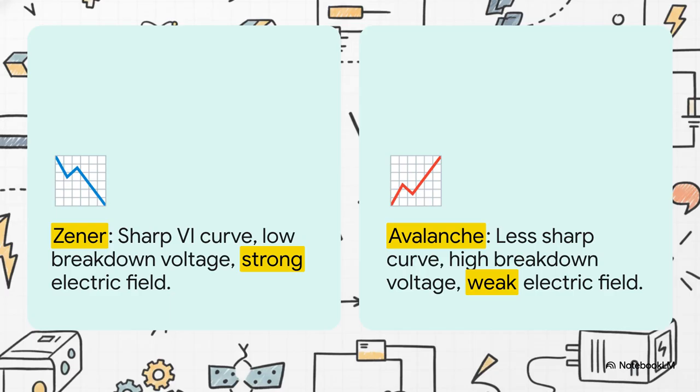Avalanche breakdown, on the other hand, happens in normal, lightly doped diodes. The depletion region there is thick, the electric field is relatively weak, so it requires a much higher breakdown voltage, like that 8 volts we mentioned earlier. The curve for an avalanche breakdown is a lot slower. It's distinctly less sharp than the clean, sudden plunge you see with a Zener breakdown.